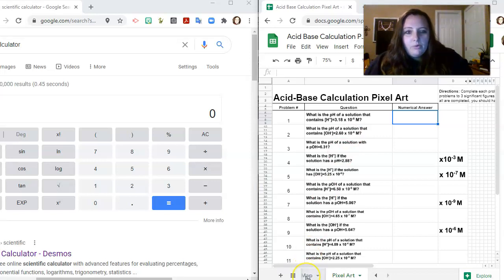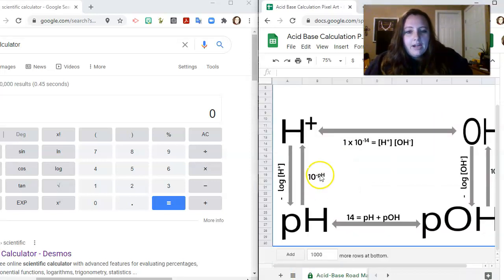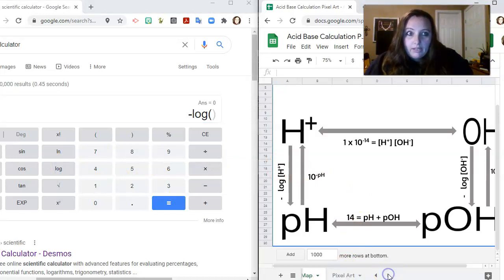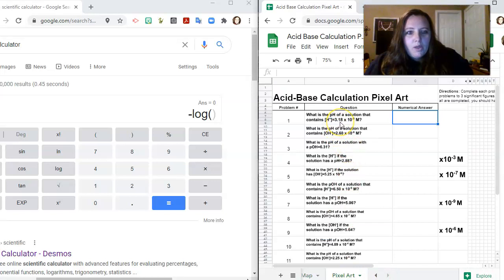So let's go ahead and go to our roadmap. And I know that I need to go from hydrogen and I need to go down to pH. So what I need to do in my calculator is take the negative log of the concentration. So here's how you do this on this calculator. I'm going to hit this minus sign that stands for negative, then log, all right? And for me, I always struggle remembering numbers. So I'm going to go back to my pixel art and it says 3.18.